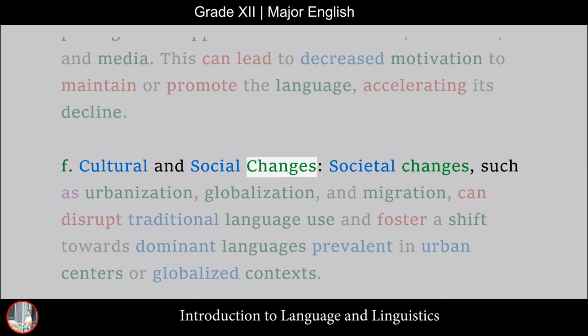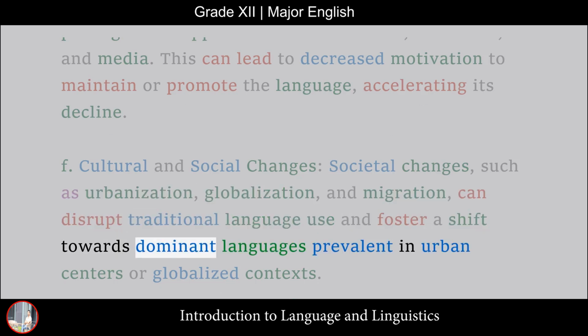F. Cultural and social changes. Societal changes, such as urbanization, globalization, and migration, can disrupt traditional language use and foster a shift towards dominant languages prevalent in urban centers or globalized contexts.